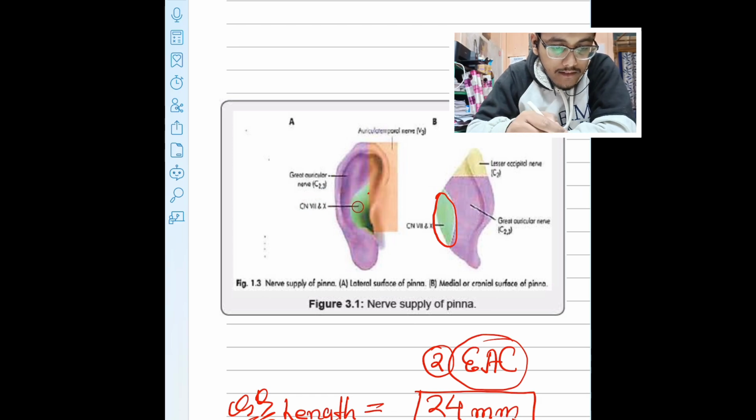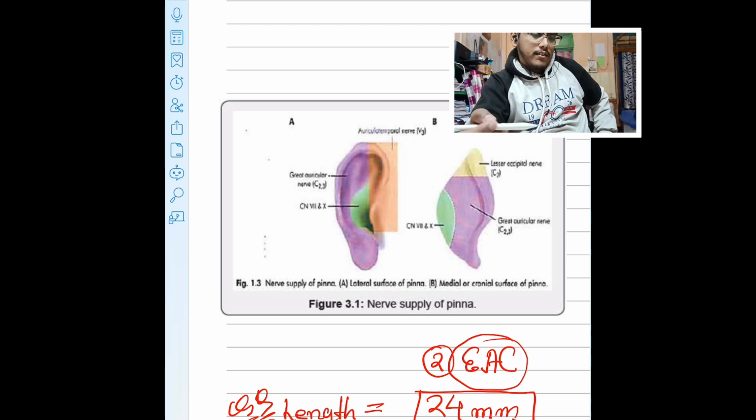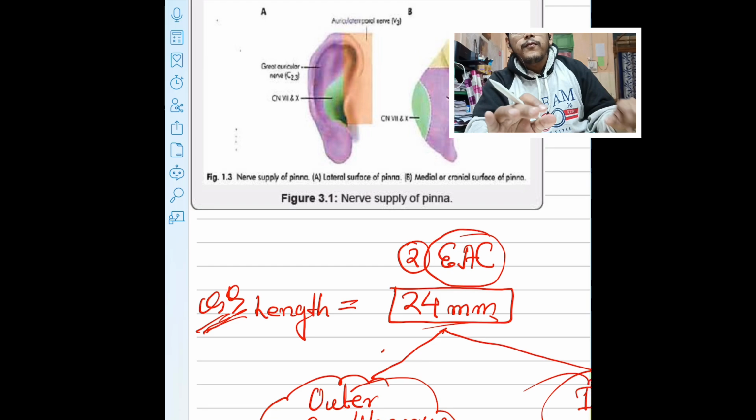Remember, the anterior part is supplied by the auriculotemporal nerve, the greater part by the greater auricular nerve, and the area adjacent to the canal, the concha cavum, by cranial nerves 7 and 10. The upper portion of the posterior surface is supplied by the lesser occipital nerve also, but that is not that important. The auriculotemporal nerve and greater auricular nerve are especially important for the exam. This is about the anatomy of the pinna.